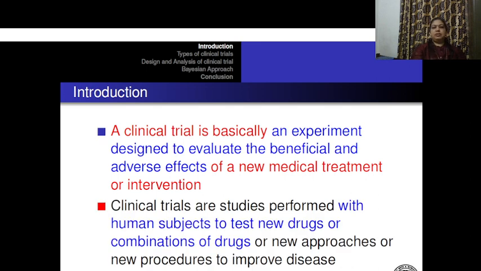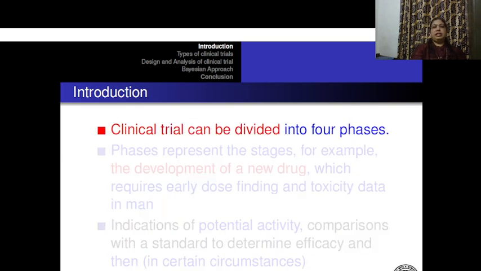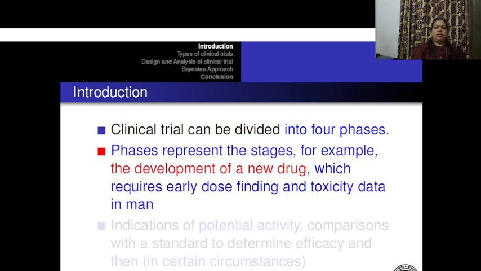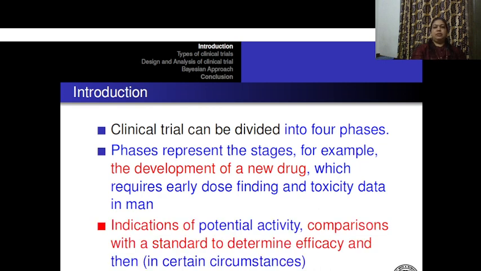Clinical trials are performed with human subjects to test new drugs or combinations of drugs, or new approaches or procedures to improve disease diagnosis or patients' quality of life. We know that a clinical trial has 4 phases. Phases represent the stages. For example, the development of a new drug requires early dose finding and toxicity data in humans, indications of potential activity, comparison with the standard to determine the efficacy, and then post-marketing trials. These are required to market a new drug or intervention.